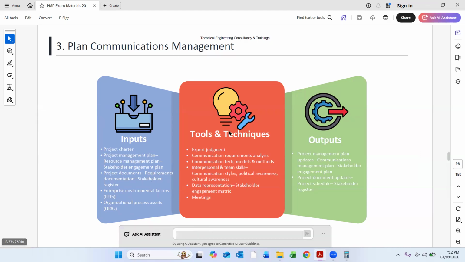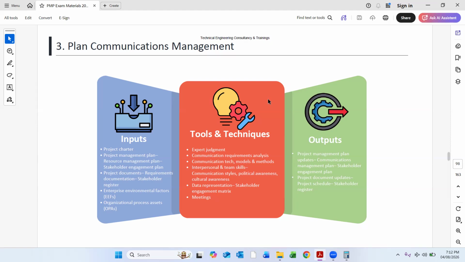And what are the tools and techniques? Which tools and techniques are we using? We are using expert judgment. We are using communication requirements analysis. We are using communication technology, models, and methods. Also, data representation and meetings. Those are the tools and techniques for plan communications management.